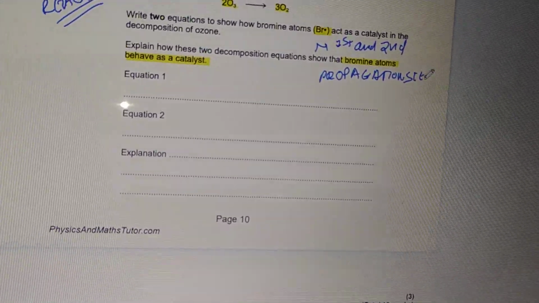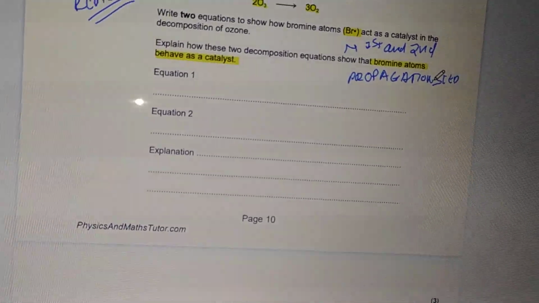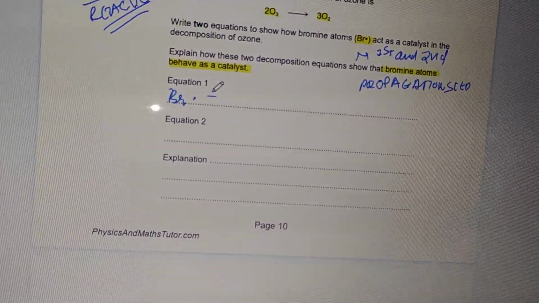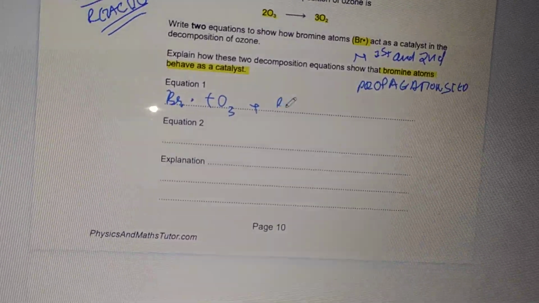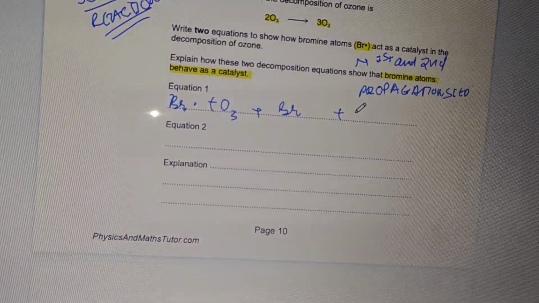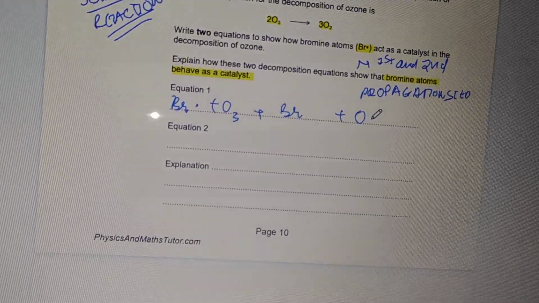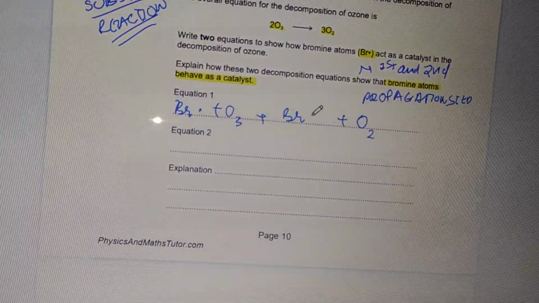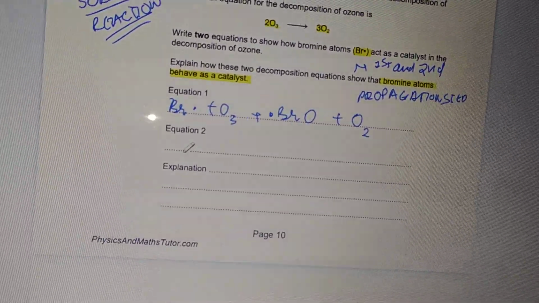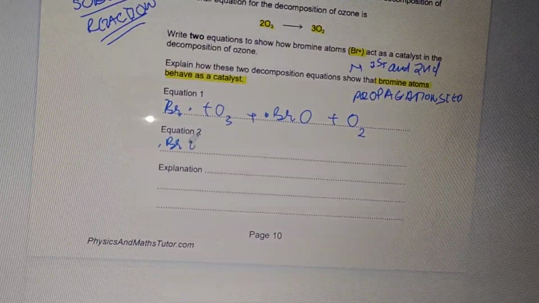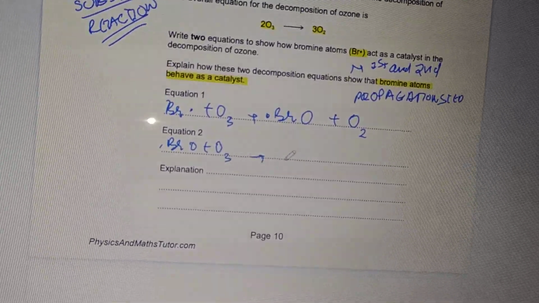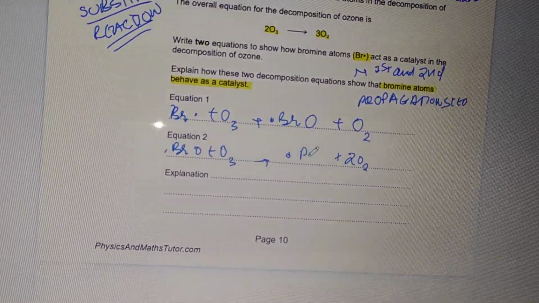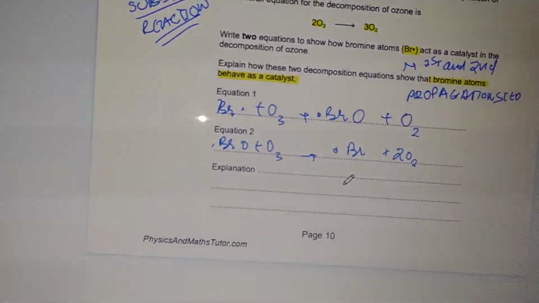You don't have to start from the initiation, because they only have the 2 equations. We know that 2 equations involve the propagation, so we've already formed the Br radical. Okay? Right? Then, as you know, to form our very famous free radical back again.